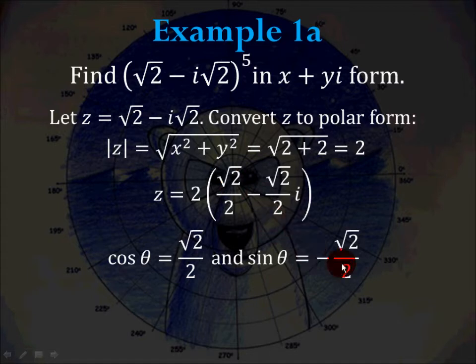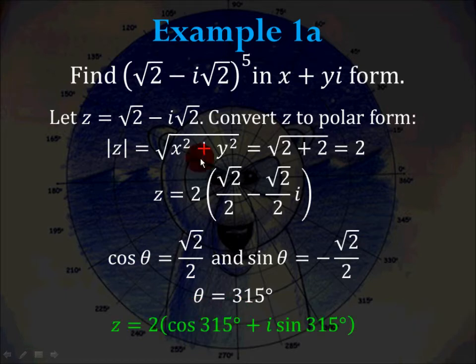Or you can use sine theta. R is 2, and y is negative radical 2. So by looking at this, you can figure out which quadrant your theta is in. And based on the fact that cosine is positive and sine is negative, you're going to have a 4th quadrant angle. And since the reference angle for cosine theta equals radical 2 over 2 is 45, your theta value is going to be 315 degrees.